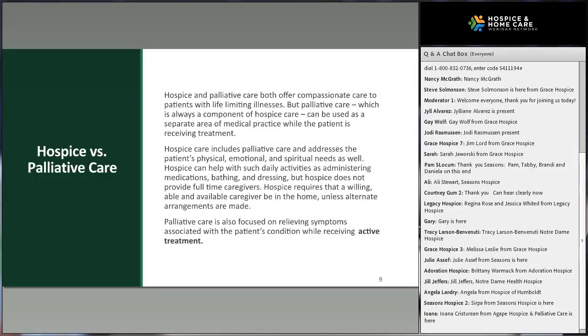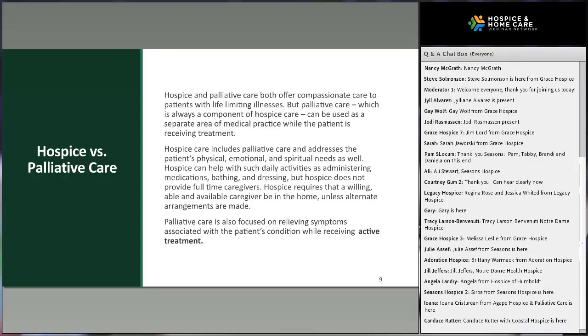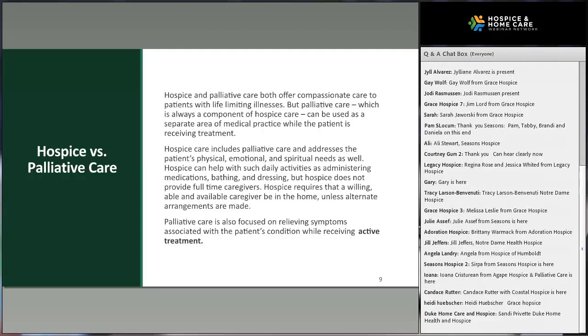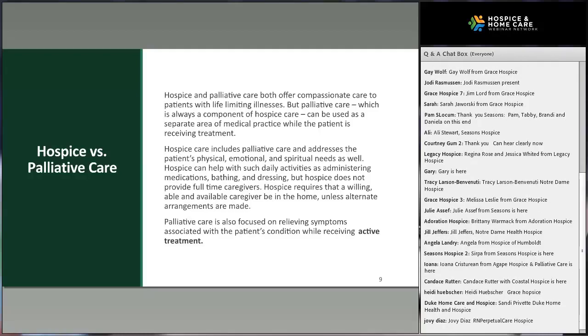When we're discussing hospice versus palliative care, it's important to know that both offer compassionate care, but palliative care is a component of hospice. In palliative care, you're focused on relieving symptoms, but the patient is also still able to get active treatment. Generally in hospice, patients are no longer seeking active treatment.